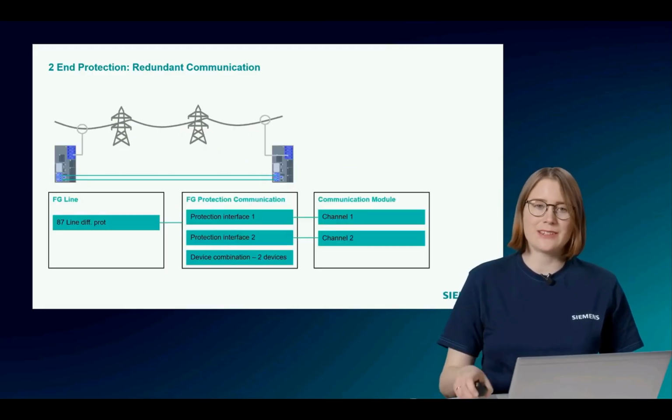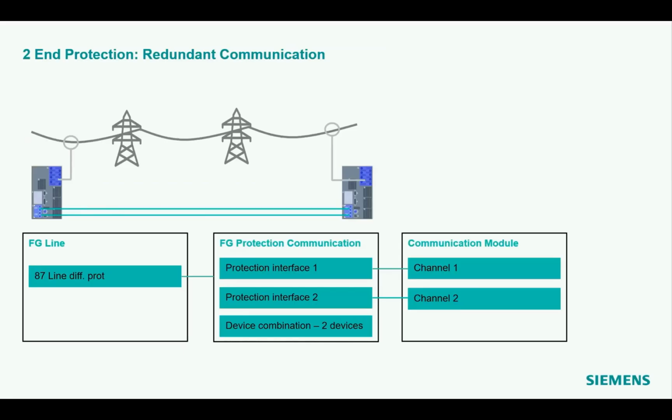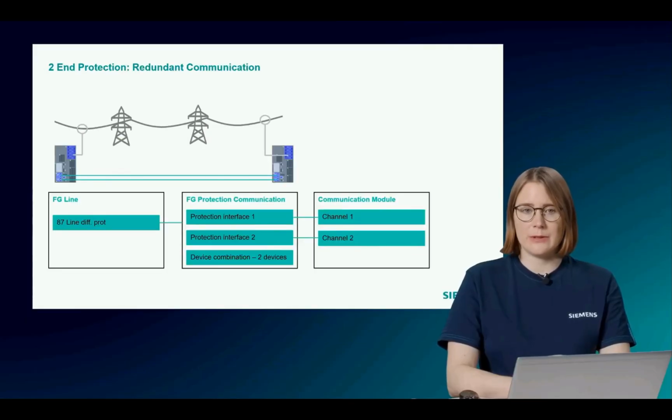And the functional architecture behind this looks like this. So we have a function group line where my main protection function, the 87LDIF protection, is running. And the function group line actually represents the physical line. We have a function group protection communication, and therefore we have 2 function blocks, protection interface 1 and protection interface 2, representing the 2 independent communication channels. Furthermore, we have a function block device combination where we define the topology, the addresses of the devices and so on.